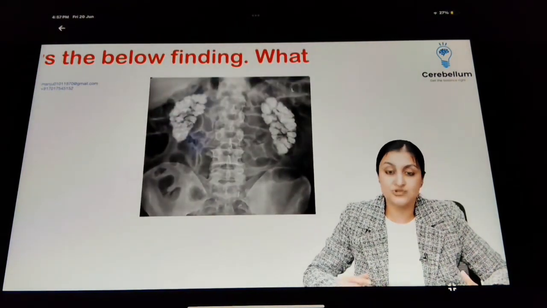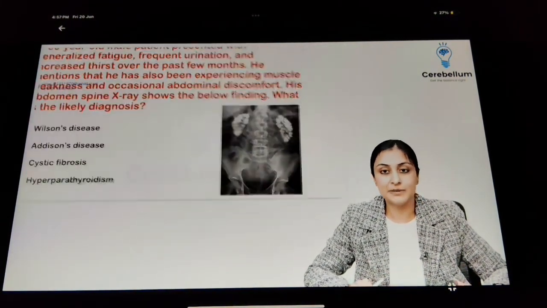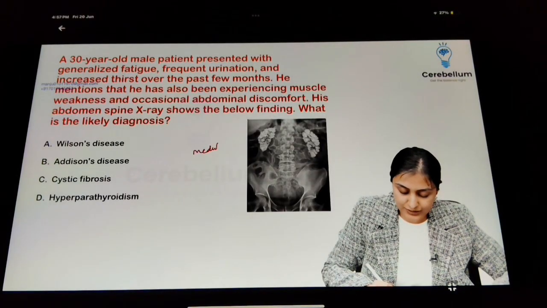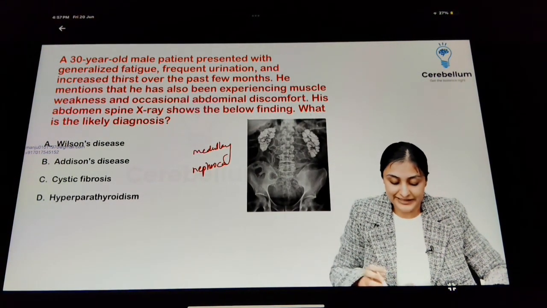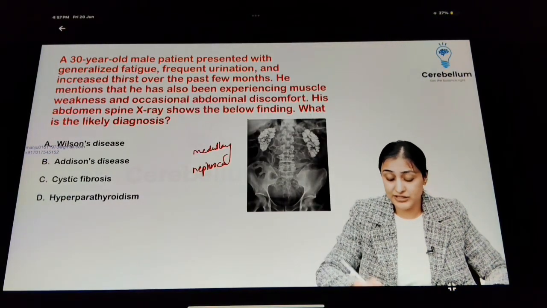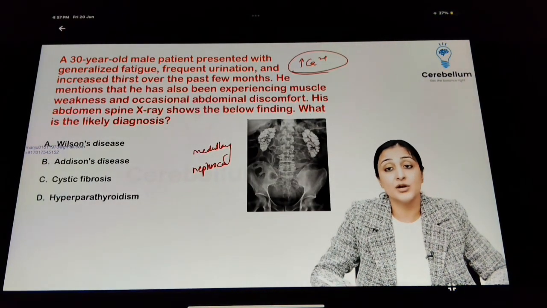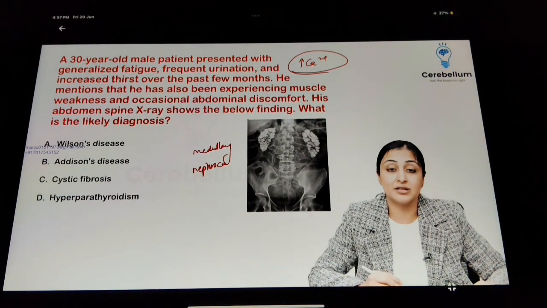Straight up before reading this long history only, do you recognize the image? Medullary pyramids, calcification. So this is medullary nephrocalcinosis. With this background, let's see the question. 30-year-old male, fatigue, urination, increased thirst, weakness, discomfort. All of these findings are suggestive of hypercalcemia. You remember moans, bones, groans. So hypercalcemia has these signs.